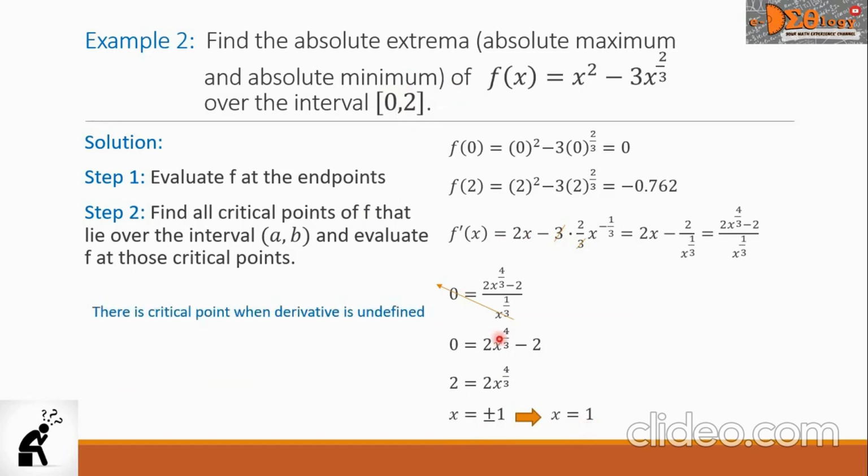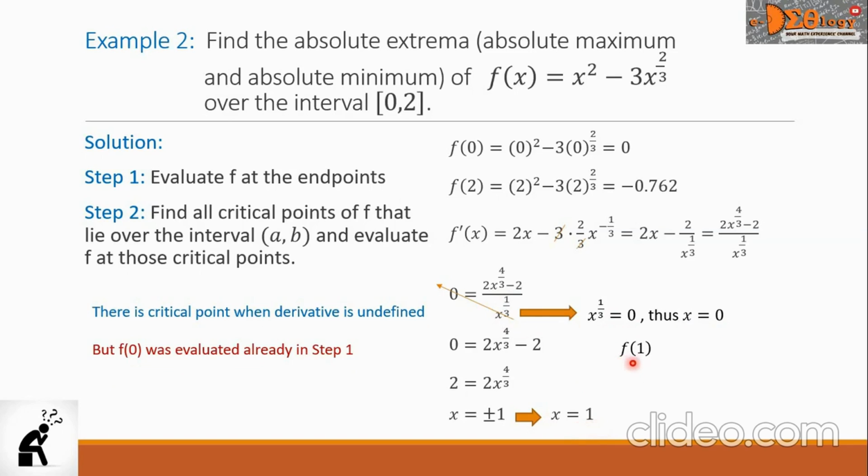Next, given that our derivative here is a fraction, there is a critical point when the derivative is undefined. It will happen if the denominator is equal to 0. So x raised to 1 over 3 equals 0, and solving for x, we have x equals 0. Here, we have another critical point. But we said that f of 0 was evaluated already in step 1. It means to say, we will only evaluate the critical point when x equals positive 1.